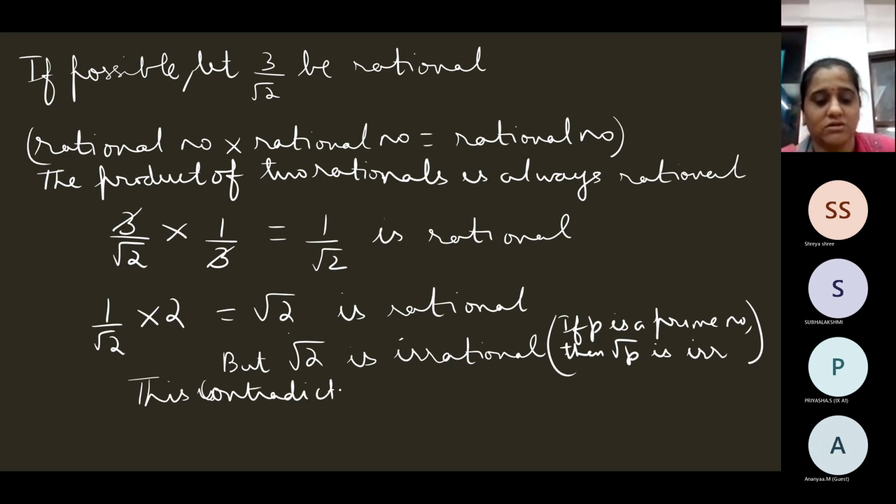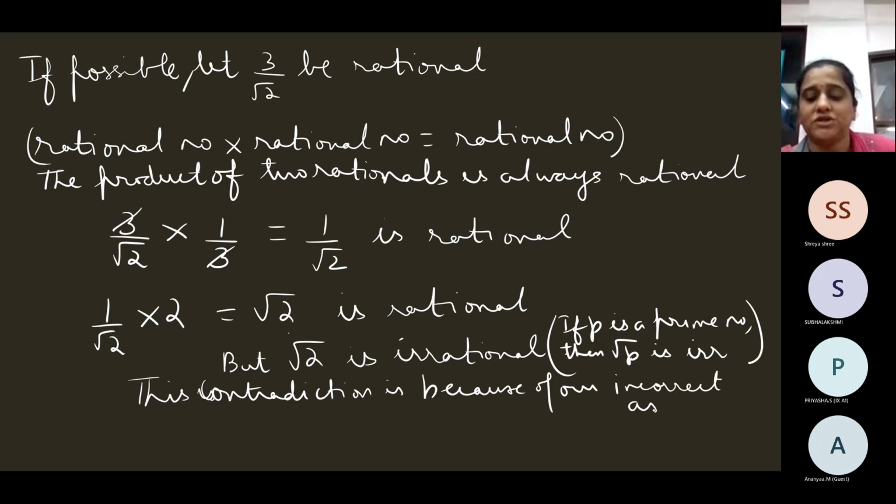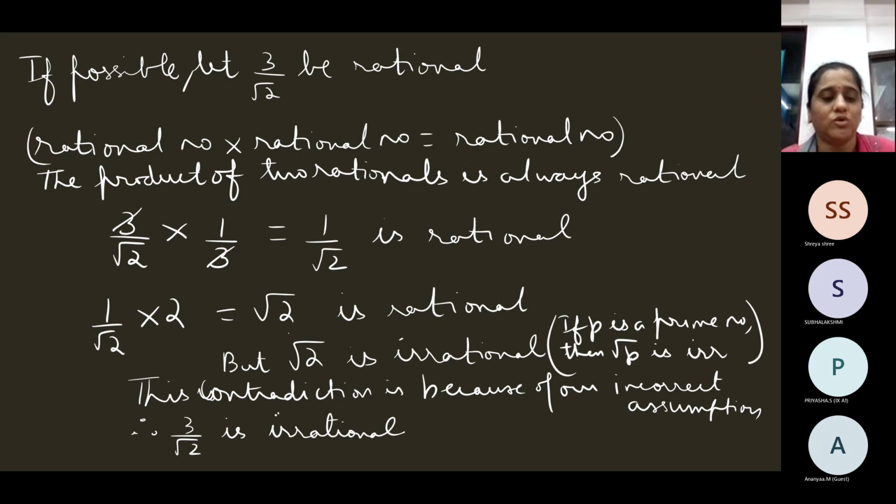This contradiction is because of our incorrect assumption. Therefore, 3 by root 2 is irrational. So you can do it by the property of rational numbers. This is one method. We'll do the other method also and wind up the session for today.